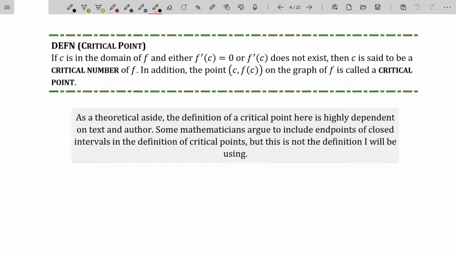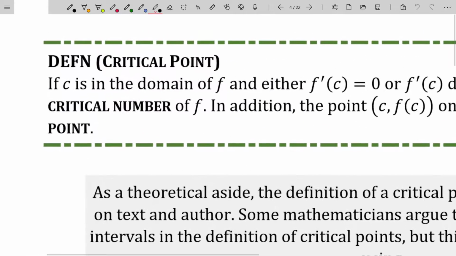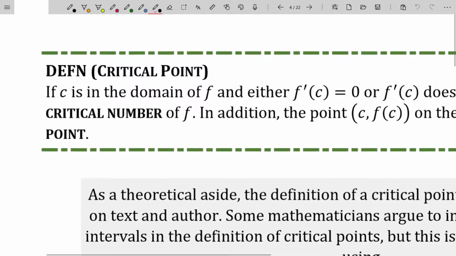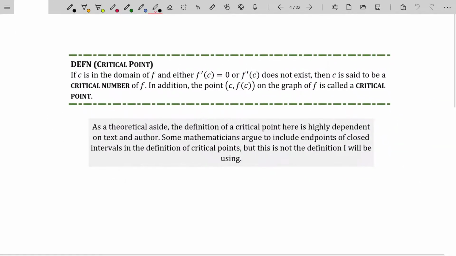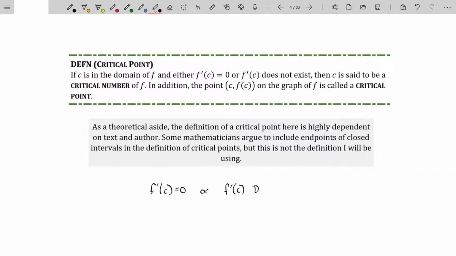So a critical point. This is a very definitional statement, obviously, because it's a definition. But we're going to talk a little bit after I read the definition about discrepancies between authors and their definition of what a critical point actually is. So, if c is in the domain of f, and either f prime at c is 0 or f prime at c does not exist, then c is said to be a critical number. So only one of two conditions has to be met to be a critical number. Either f prime of c is 0 or f prime at c does not exist.